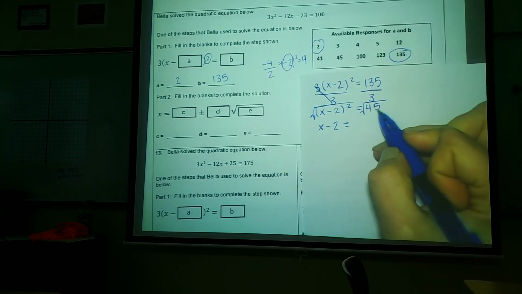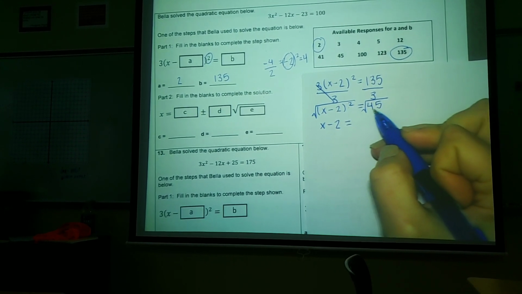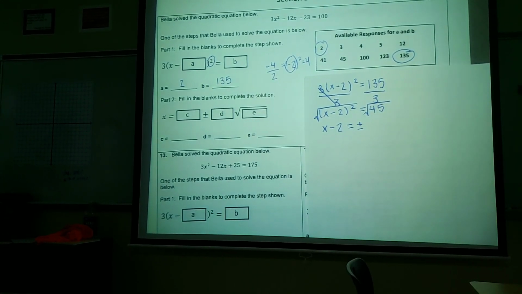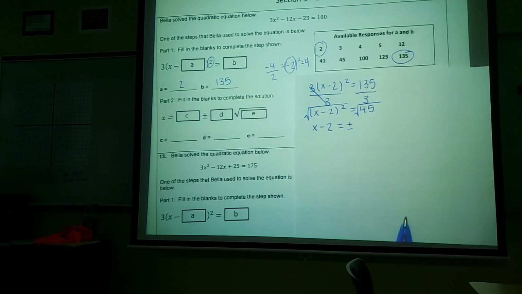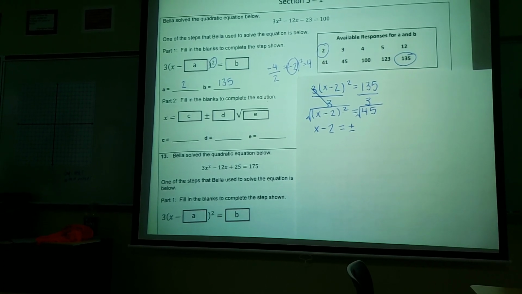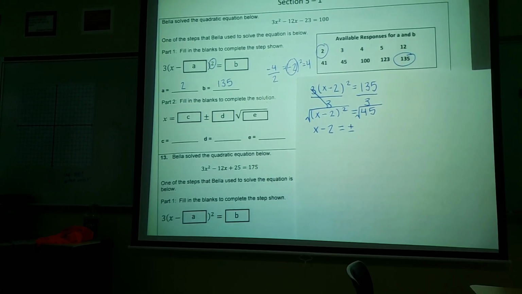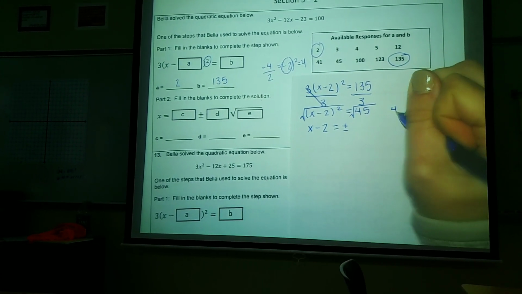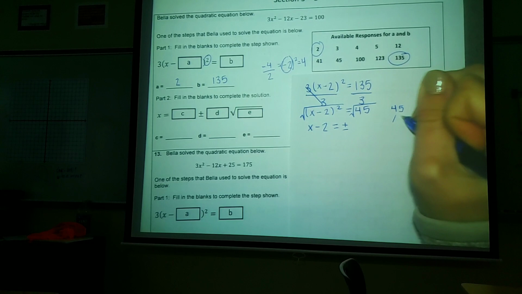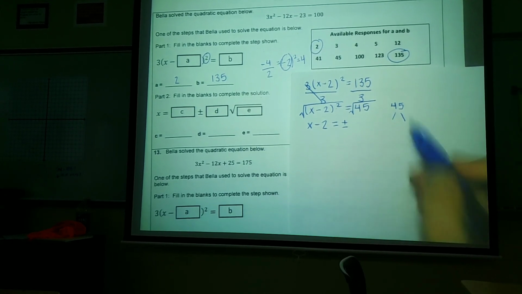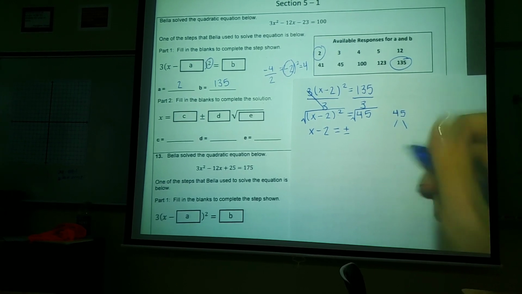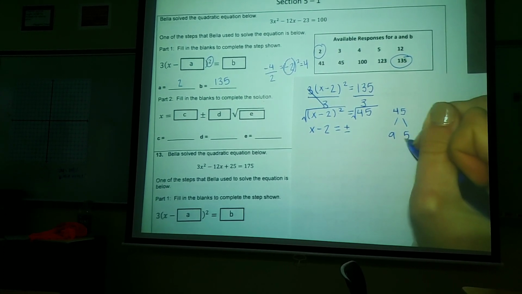I know whenever I take the square root of a number, I'm going to have a positive and a negative solution, so I want to put that plus or minus sign. And when I plug in the square root of 45 into my calculator, I get a decimal number, something that's not super easy to work with, and I see that none of my answer choices have decimals. So I want to create a factor tree with 45. I'm looking for two numbers that multiply together to give me 45. The first two that come to my head are 9 and 5.